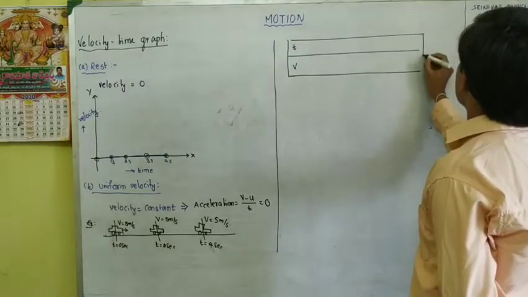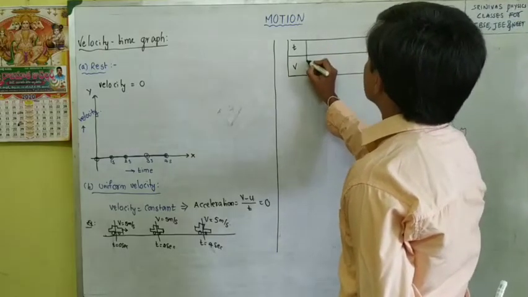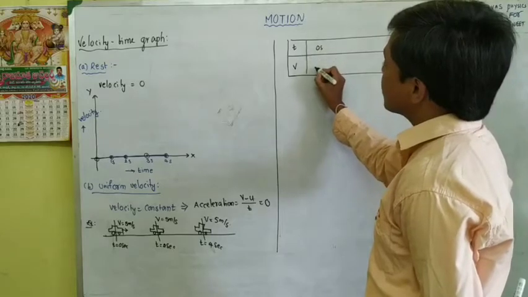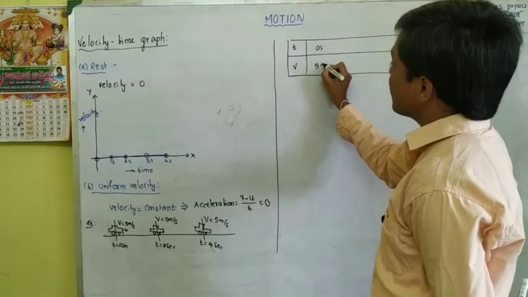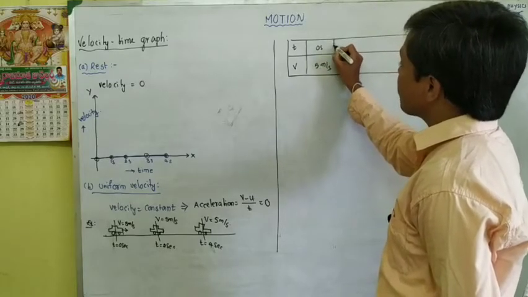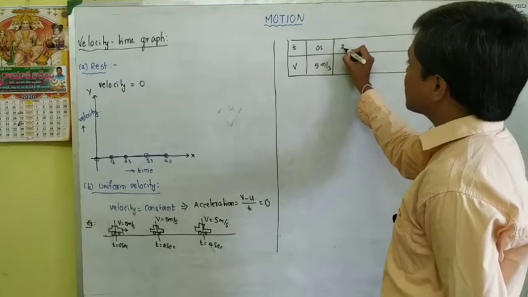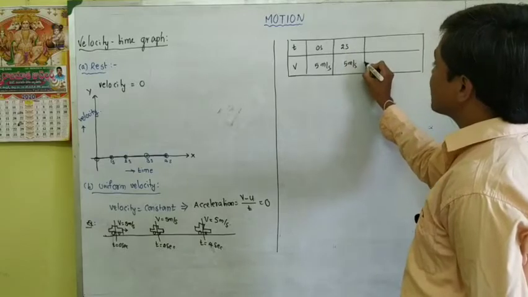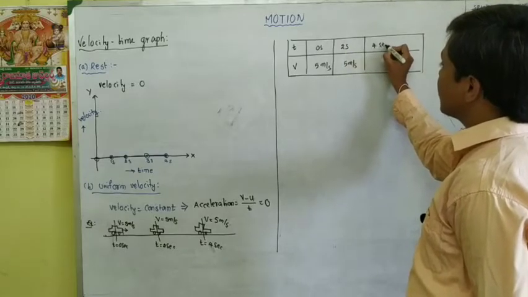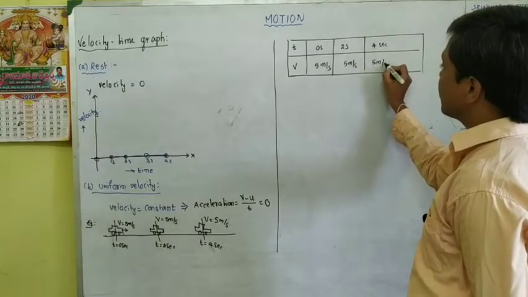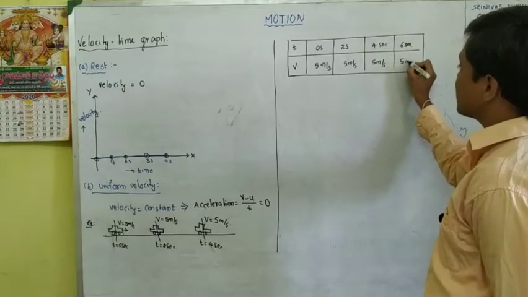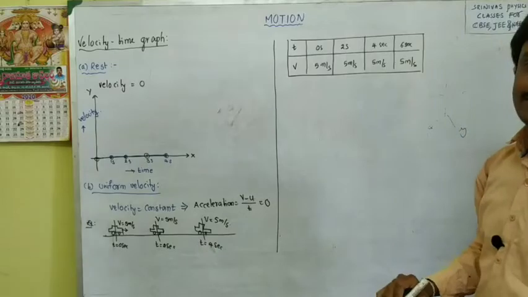Before drawing the graph, we require some values. Starting at 0 seconds, the velocity is 5 meter per second, so 0 comma 5. After 2 seconds, what is the velocity? Again 5 meter per second. After 4 seconds, again 5 meter per second. After 6 seconds, again 5 meter per second, which means velocity is not changing with time.